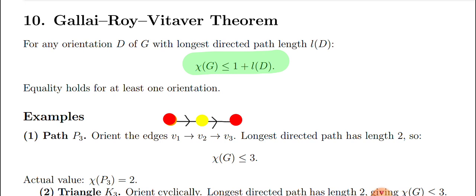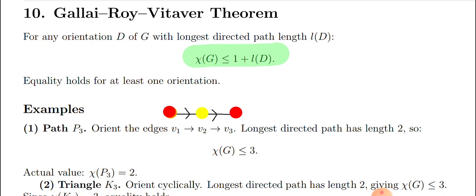The chromatic number is always less than or equal to 1 plus the length of that longest path. Wow. So the number of resources we need is directly tied to the longest chain of sequential dependencies we can create in the system. That's the profound insight. Coloring is equivalent to finding the most efficient way to serialize all the conflicts. If you can arrange the dependencies such that your longest chain is only, say, length 4, you're guaranteed to need at most 5 colors. But it gets even better than that, right?